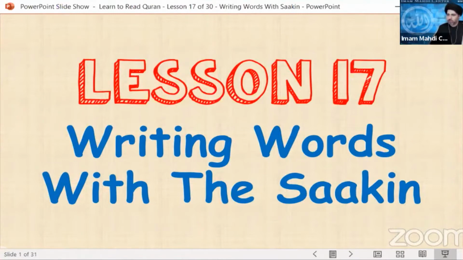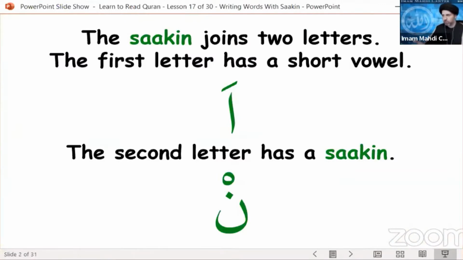So tonight is our 17th lesson, and last night we were introduced to the Saakin, or the Sukoon, and what it does in joining two letters. So tonight we're going to practice a little bit more on the Saakin by writing some words that incorporate the Saakin. They have short vowels, long vowels, some tanween, as well as the Saakin. So let us review what the Saakin was first of all.